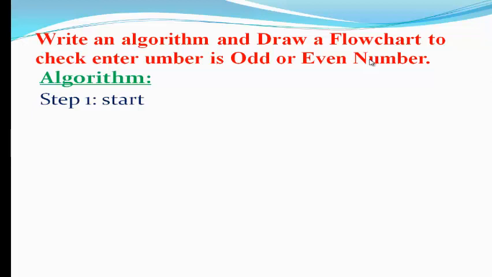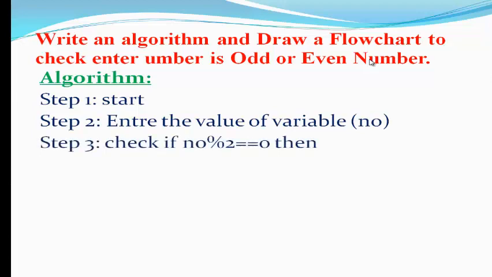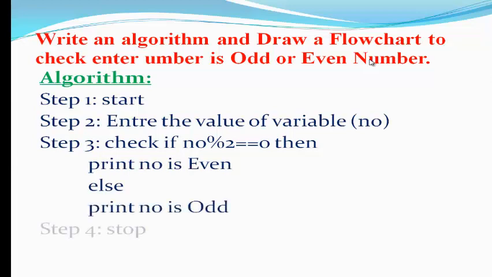flowcharts. So consider, for example, the first step is start. In the previous lecture we also discussed that when we write any kind of algorithm, the first step is always the start step. Next step, enter the value of a variable. Here I write in brackets number; I assume number as one variable. Next, step 3: check if number mod 2 is equal to 0, then print number is even, else print number is odd.